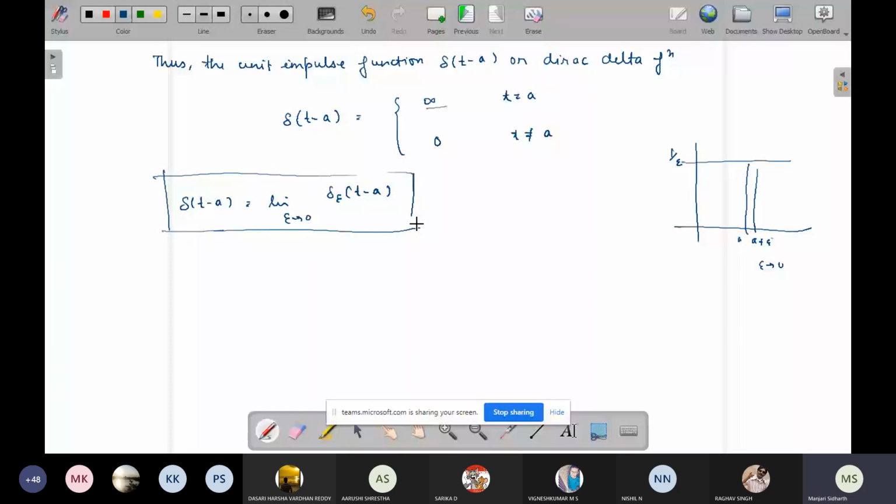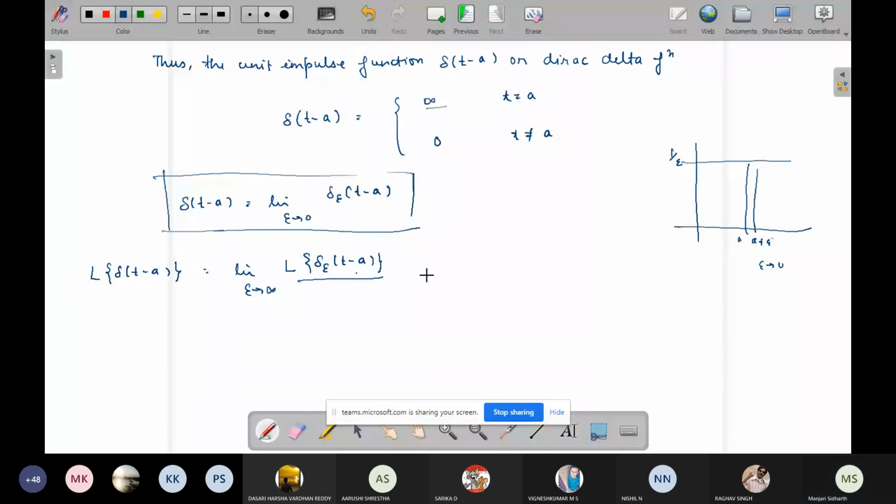Now here arises the question of the Laplace transform of this. Laplace transform of this means we directly need to substitute infinity, right? And t is equal to a. So we'll find the Laplace transform of delta of t minus a. That means take the limit epsilon tends to 0 and the Laplace transform of this t minus a. That means first find this, then substitute here, and then take epsilon tends to 0.